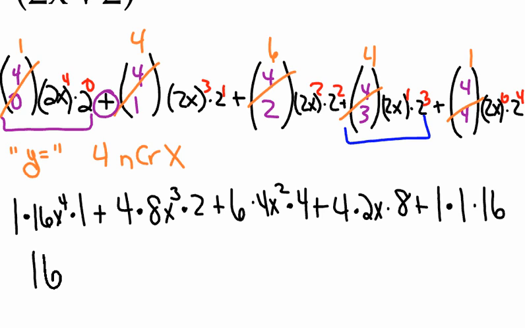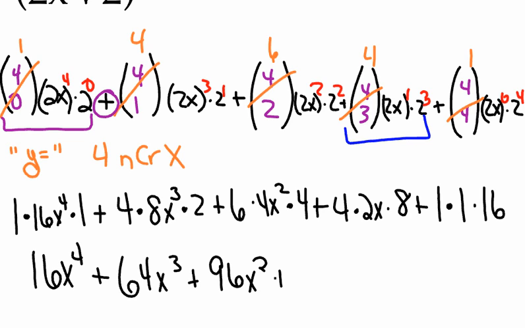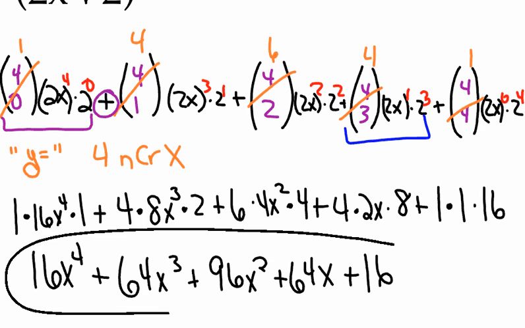You just multiply your numbers. So I get 16x to the fourth plus 4 times 8 times 2. Oops. It's Saturday and I don't want to think. So that is 64x to the third, if you were wondering what that pause was. And then you have a 6 times a 4 times a 4, and you get a 96x squared, plus 4 times 2 times 8, and you get a 64x, plus 16. Okay, so there's your answer for that binomial expansion.